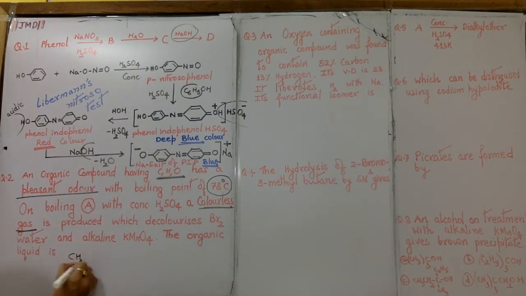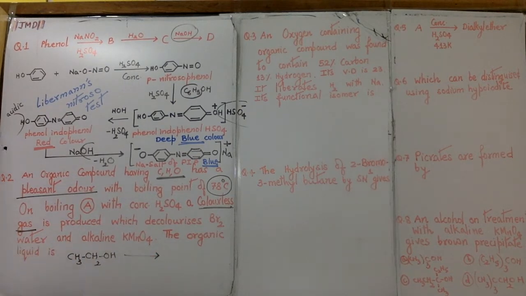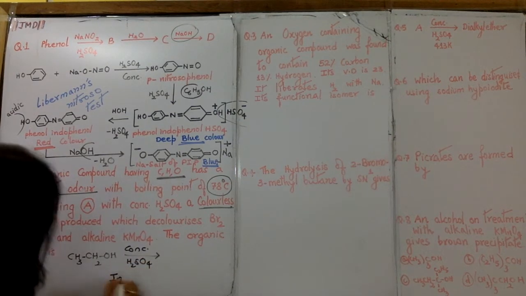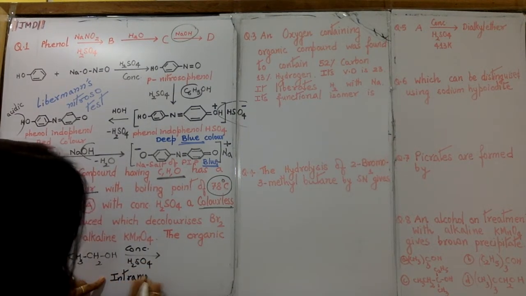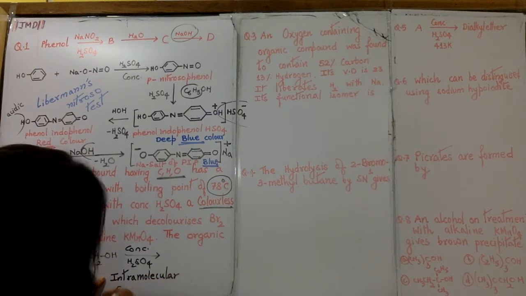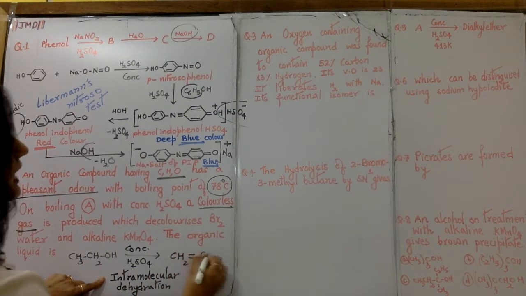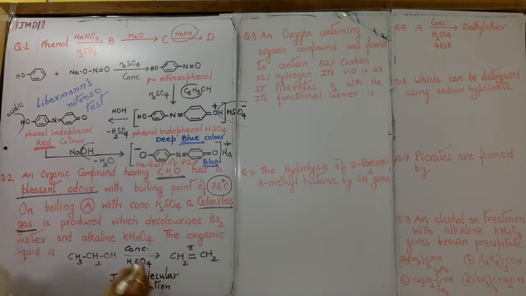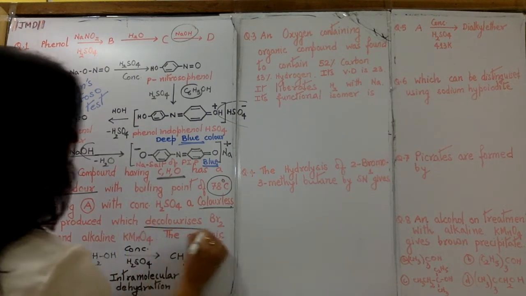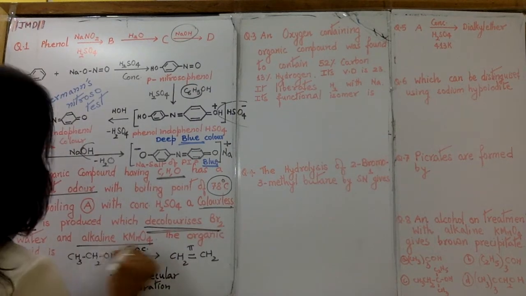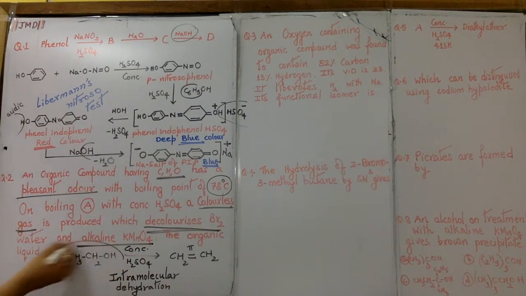See students, if I take ethanol and I treat it with concentrated sulfuric acid, then you all know it will undergo intramolecular dehydration, and I'll be getting ethene. And my dear children, ethene has pi bonds, and pi bond will definitely decolorize bromine water and alkaline KMnO4. So the answer is ethanol.